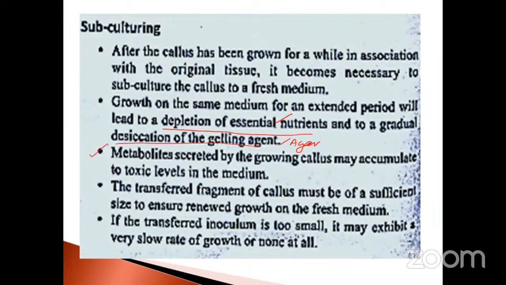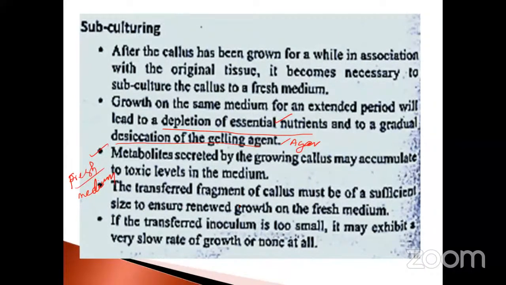The third reason is that metabolites secreted by the growing callus may accumulate to a toxic level in the medium. Growing plant tissues can secrete some chemical substances, which are toxic substances. These toxic substances deposited on the agar medium make it unsuitable for the growth of the subculture. That's why we change to a fresh medium. That is very, very important.